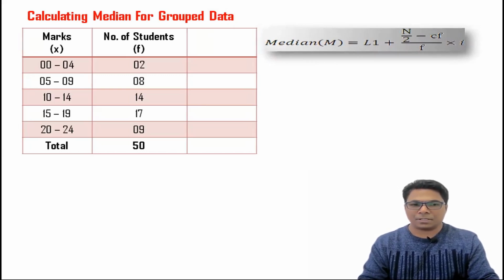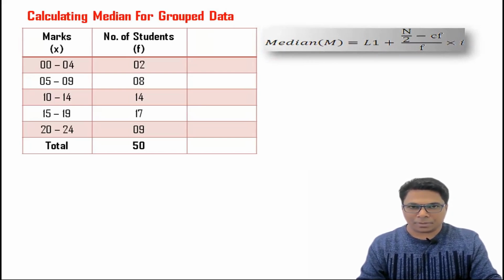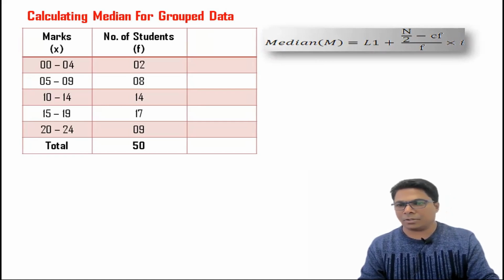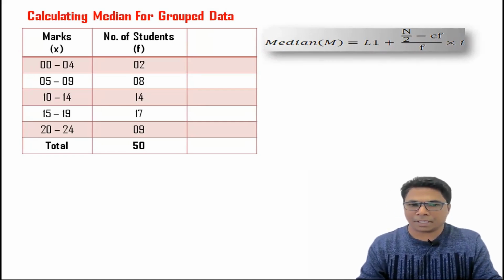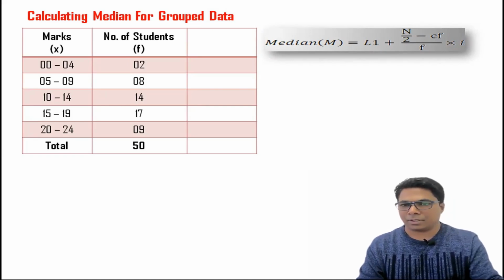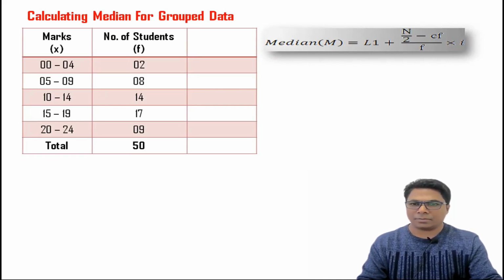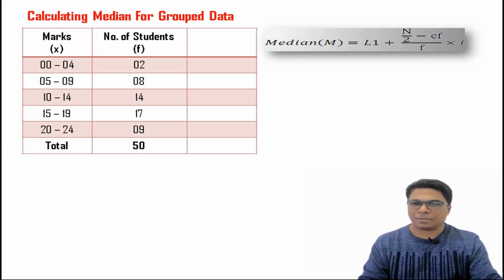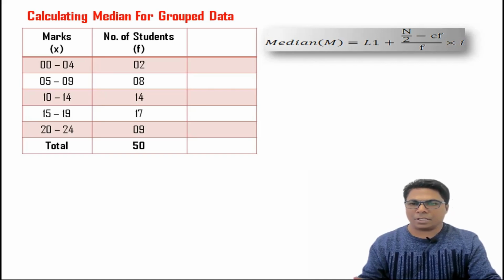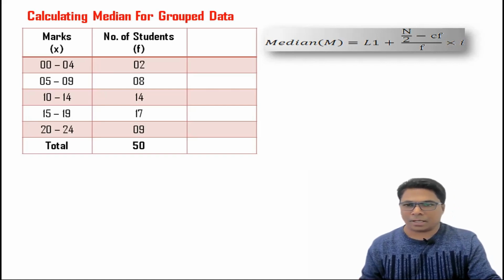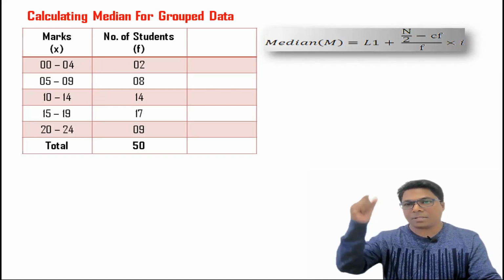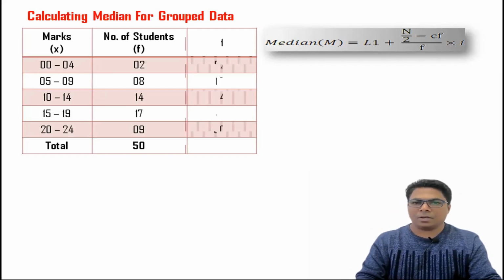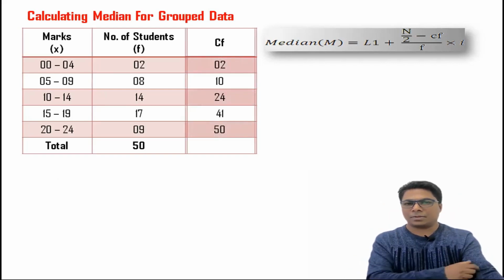So 50 is an even number, and in this formula we are using n over 2. If you see the formula for continuous series, you can just have a look. It is L plus (n over 2 minus CF) over F times I. Now we are supposed to find what is L1, what is n over 2, what is CF, what is F, and what is I. The easiest job is to start with CF, or we can start with n over 2. So let's start with the CF.